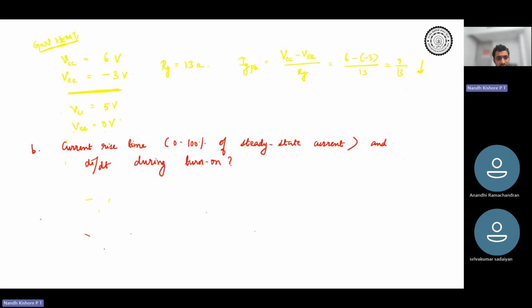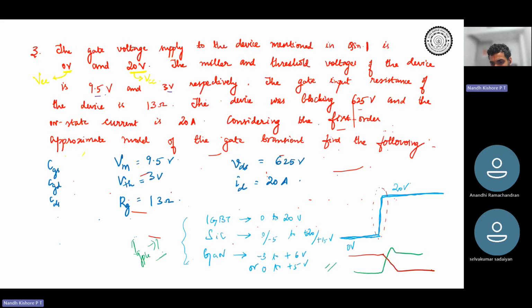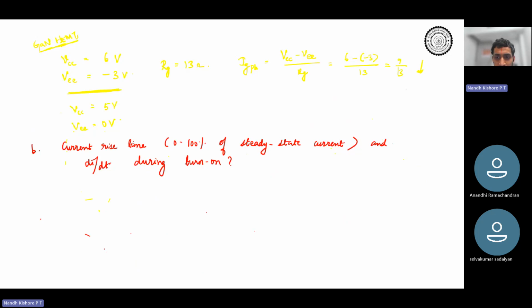Next question was, what is the current rise time? Over here, I have drawn the current increase. This is your I. What time does it take for the current to rise, and what time does it take for the voltage to fall? This is something we started off in the last class, but had to discontinue in the middle. So the question is, what is the current rise time and di by dt during turn on? If you know the current rise time, di by dt is simply I by t, so that is not an issue. But we have to find out what the current rise time is.